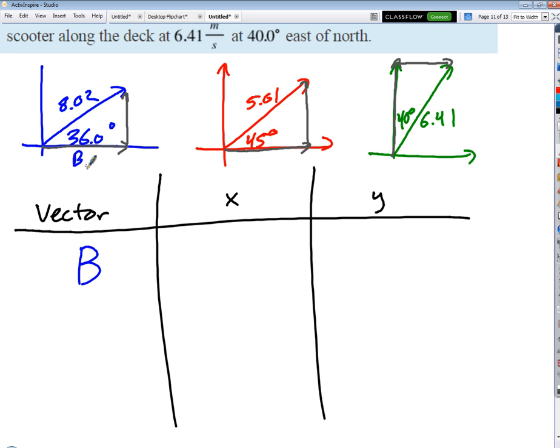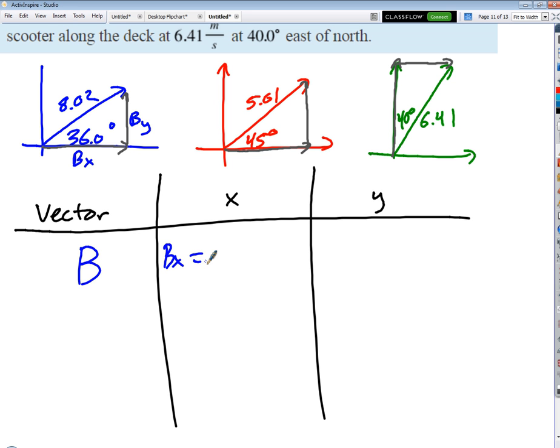So that's B sub x and B sub y. Okay, so then what's B sub x going to be? Now, don't say anything out loud. I want everyone to take a look at this. I want to make sure we understand why this is the case.